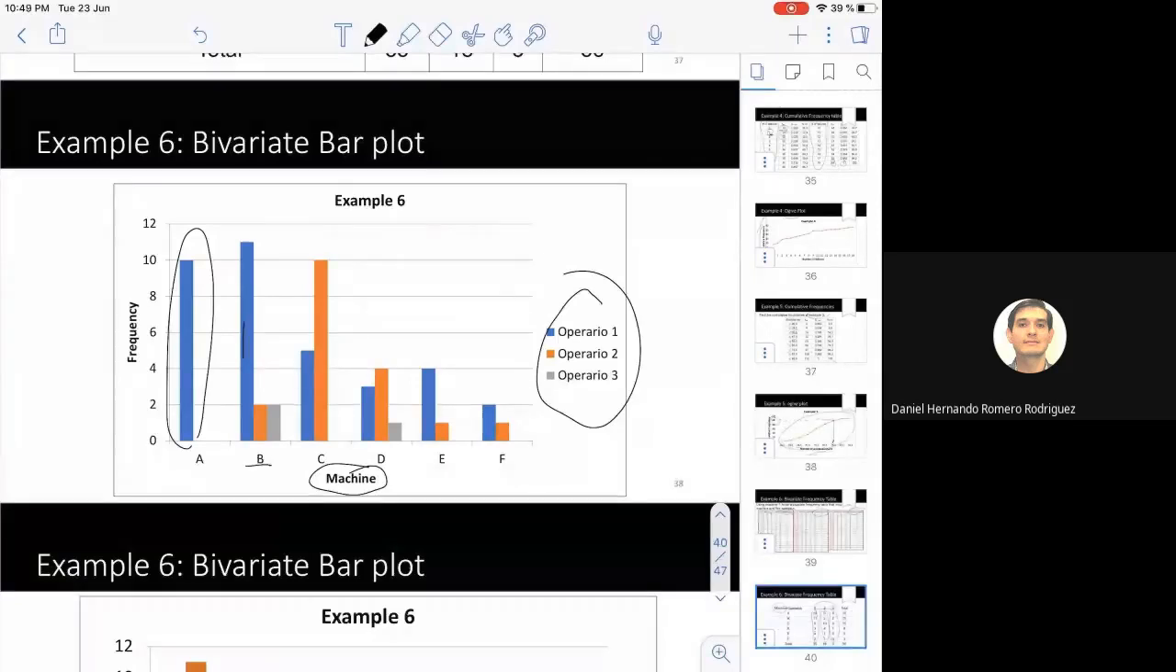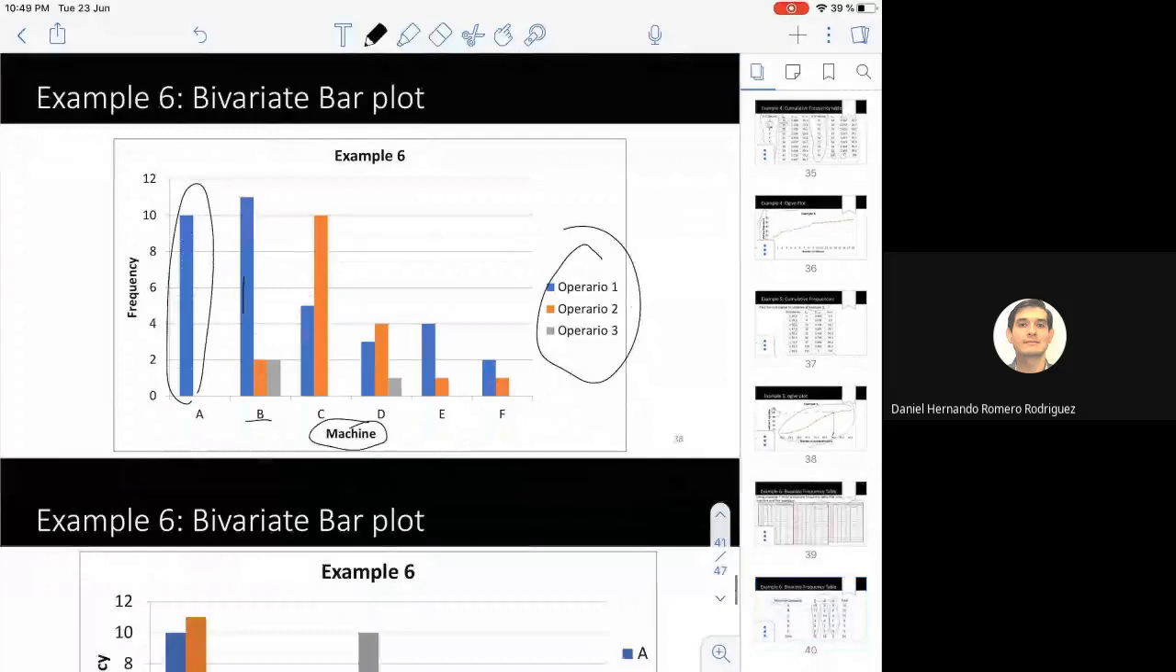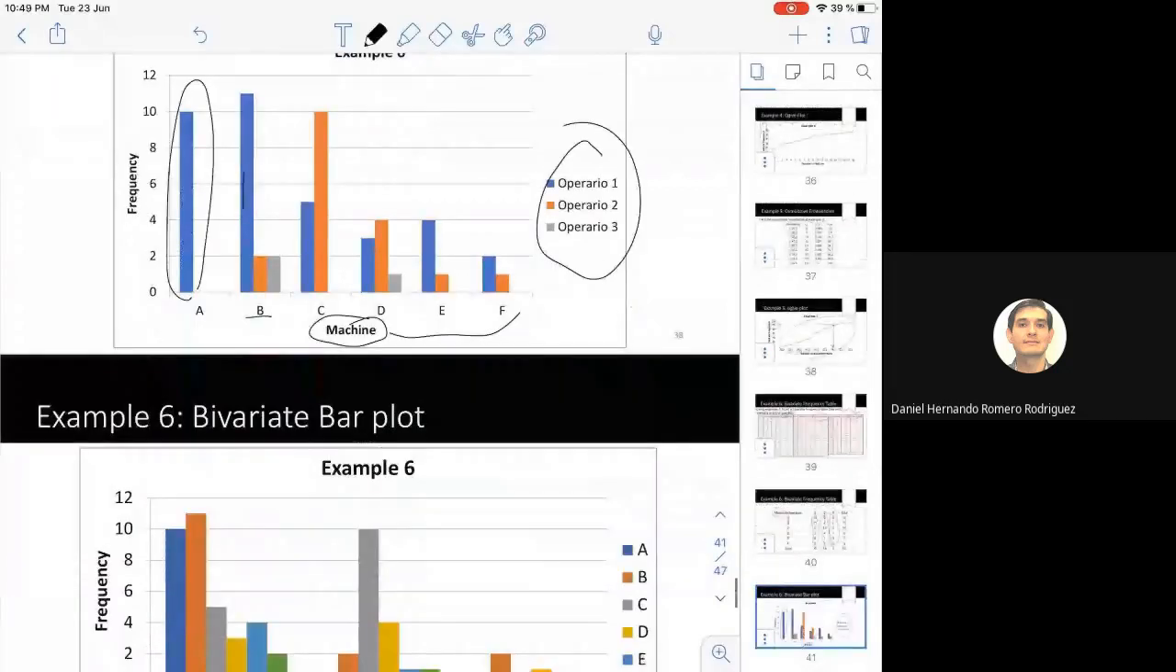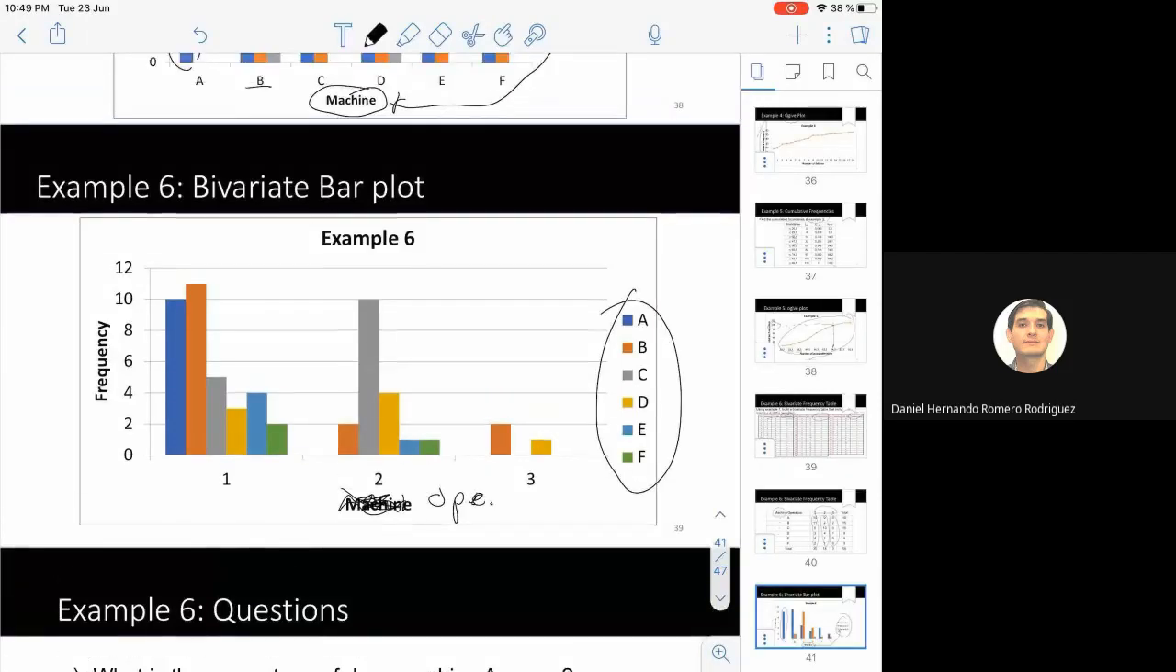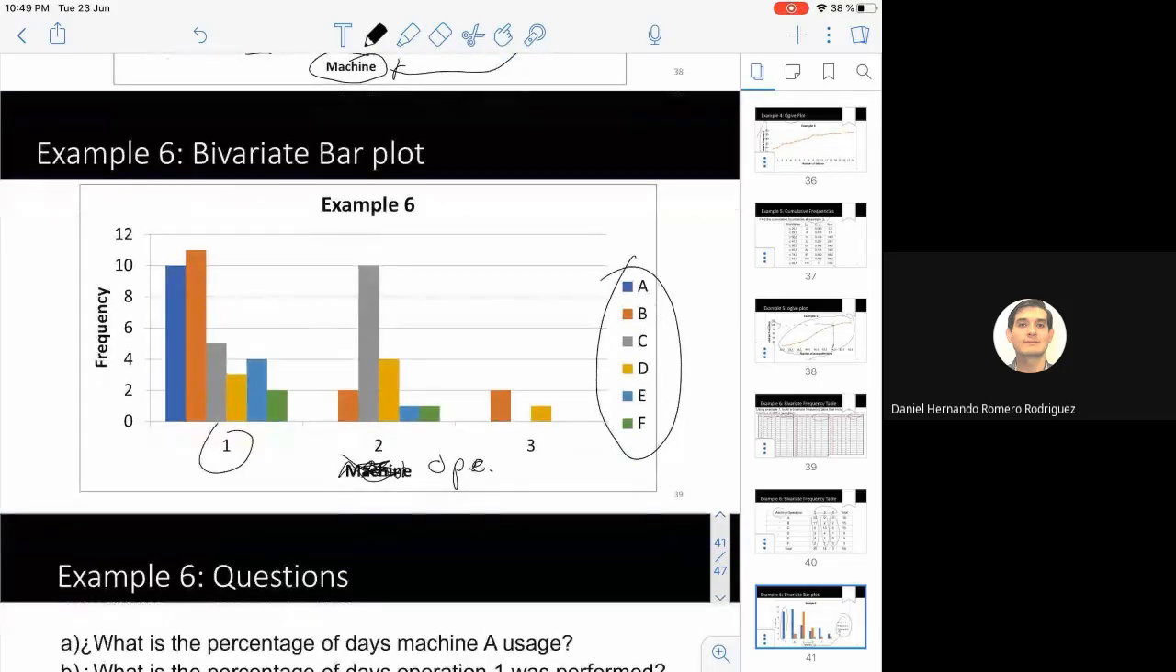Now, it is possible to change the colors and the x-axis. So instead of machine in the x-axis, we might have the operations here. Instead of machines, this will be the operation, and the colors represent the machines. So now in the first operation, we have all the colors, meaning that we are using all the machines. And finally, if we check the third operation, there are only two machines that were used to perform that operation. So that's a bivariate bar plot where we are visualizing the frequencies of two different variables at the same time.